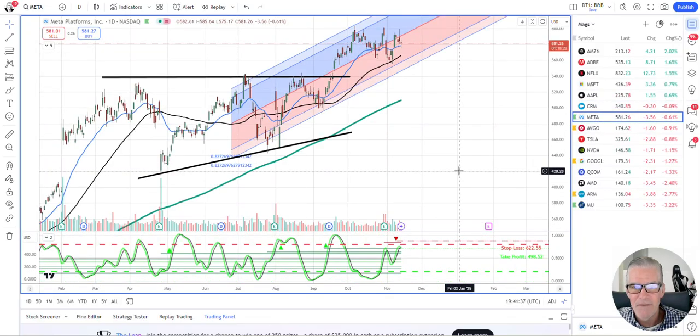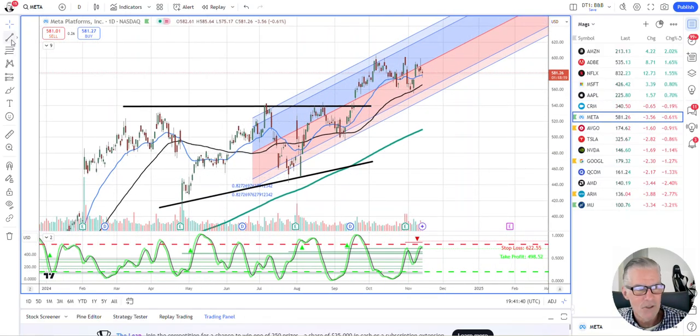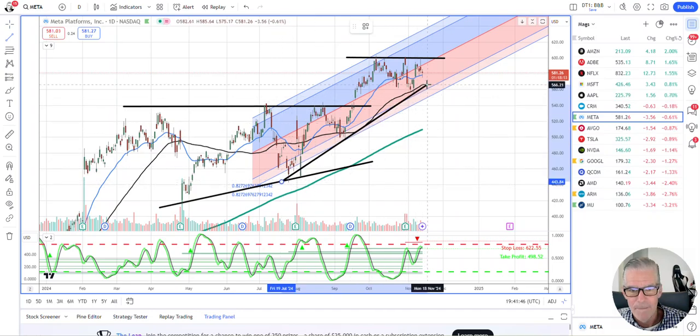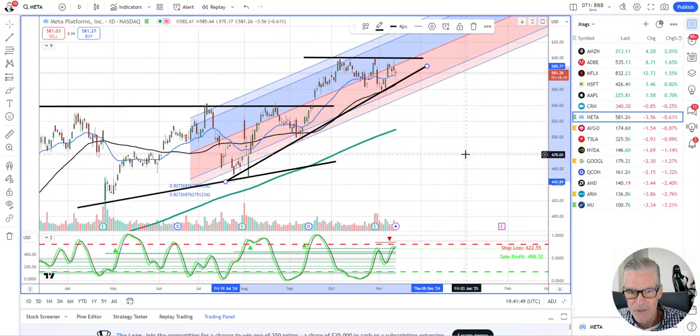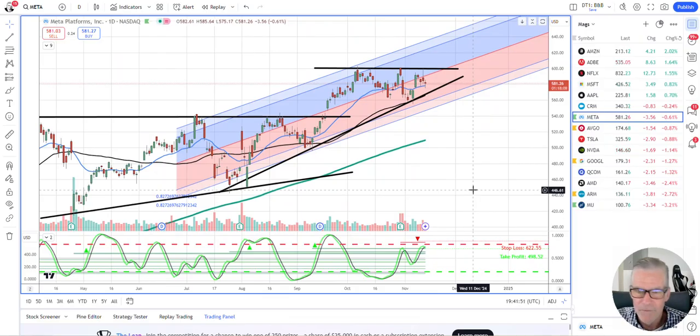Facebook, given all the things that it's going through, not too bad. Not very robust on the election, because this is not a play that's going to benefit from the change in administration. But for a technical setup, I really like this. Uptrending LRC, stacked MAs, nice tight consolidation underneath the resistance trend line, which is up there at 600, nice round number. We might even get long Facebook before the end of the day.